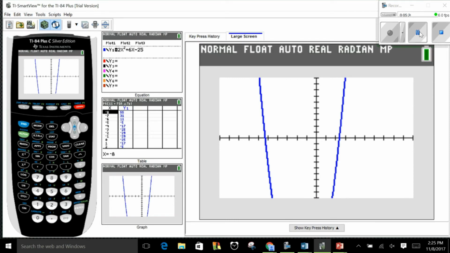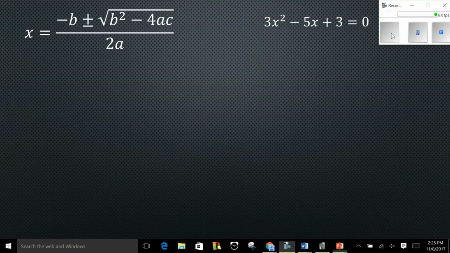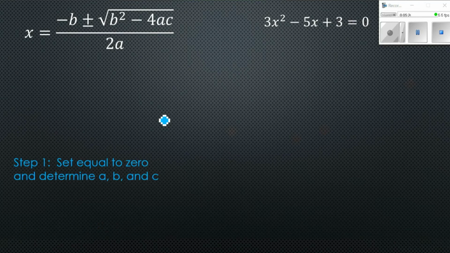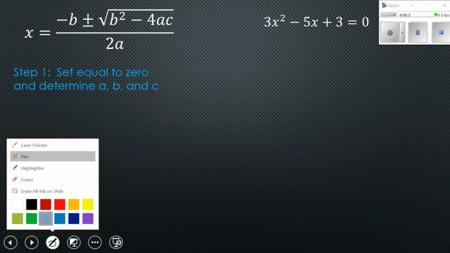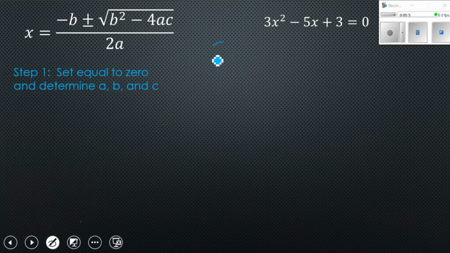Let's go ahead and turn our attention to the complex numbers example. Okay, so here's our complex numbers example, and again we're going to start with the same steps that we used last time. So set equal to 0 and determine a, b, and c. And you notice here it's already set equal to 0, so that part's done. We just need to determine a, b, and c. So we have a equals 3, b equals negative 5, and c equals 3.